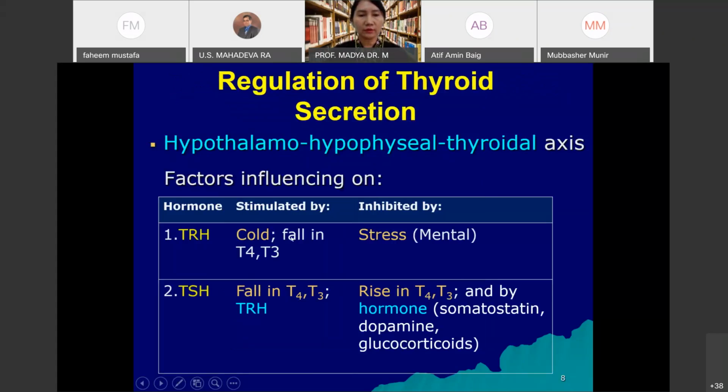So when there is low T4 and T3, TRH will be stimulated, and it is inhibited by stress, mainly mental stress. As well, when there is low T4 and T3, TRH will stimulate TSH, and also a rise in T4 and T3 will inhibit TSH. Some inhibitory hormones, namely somatostatin, dopamine, which is one of the catecholamines, and glucocorticoids, which are the steroid hormones secreted from the adrenal cortex, have an inhibitory action on thyroid stimulating hormone, and they can lower the thyroid hormone level.